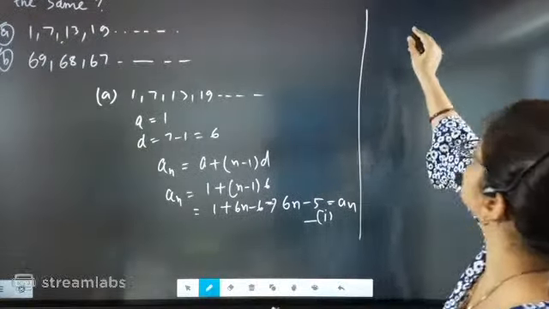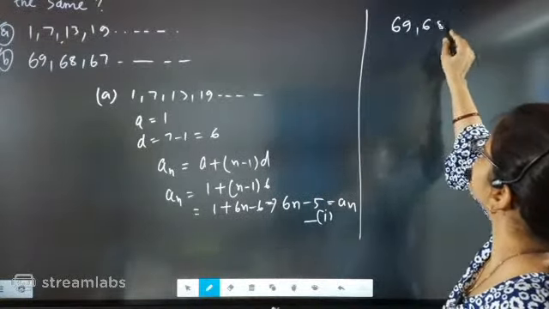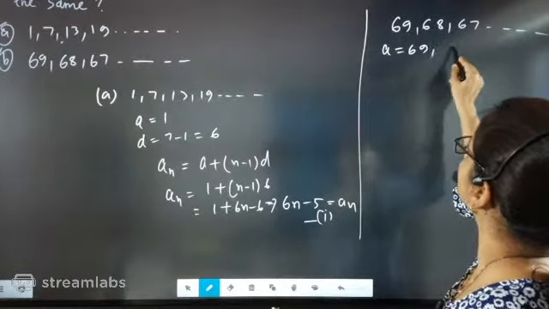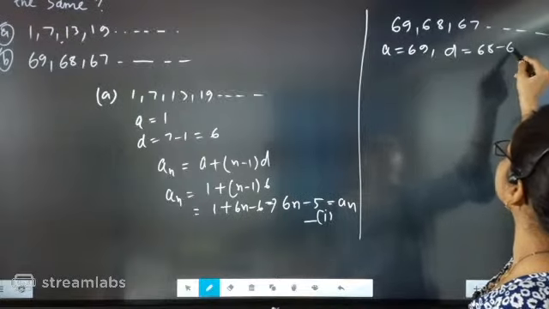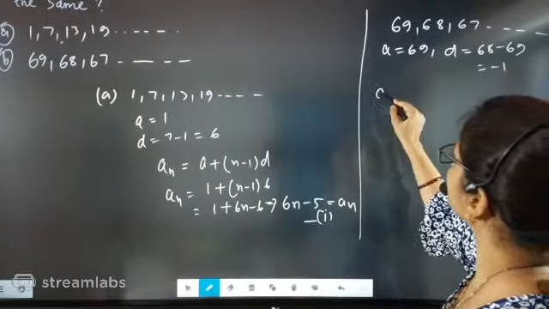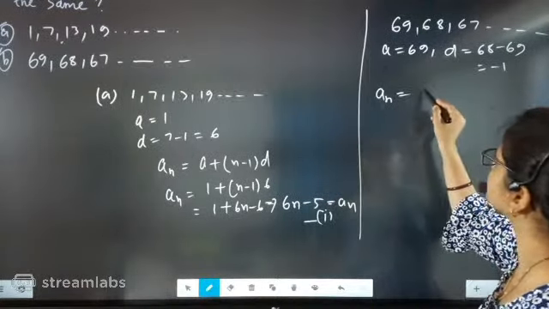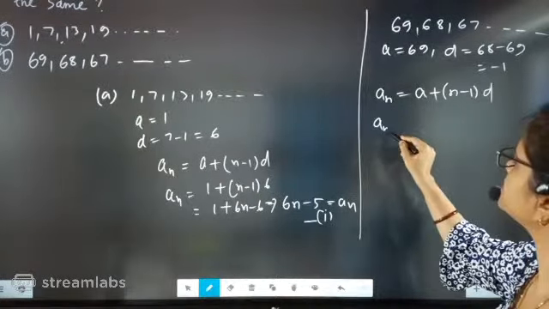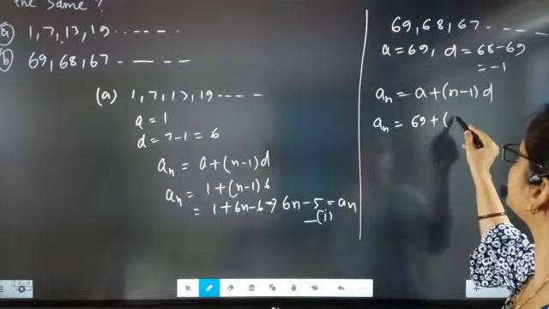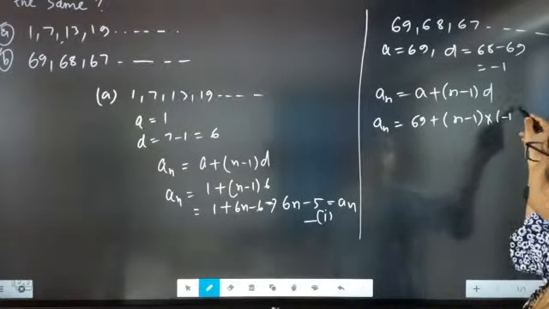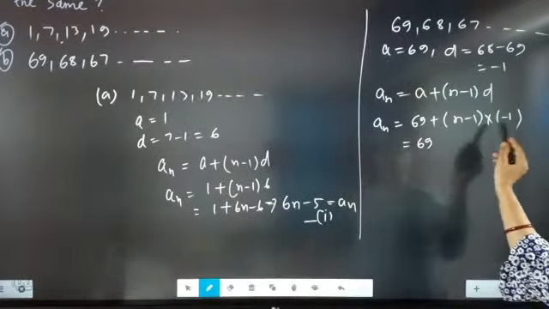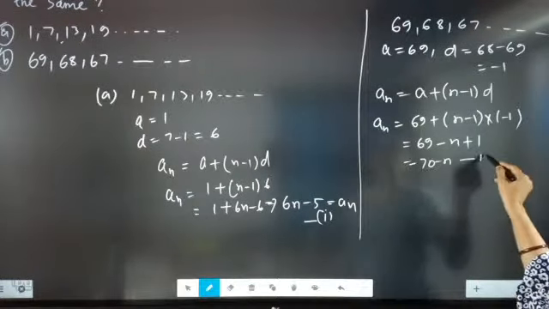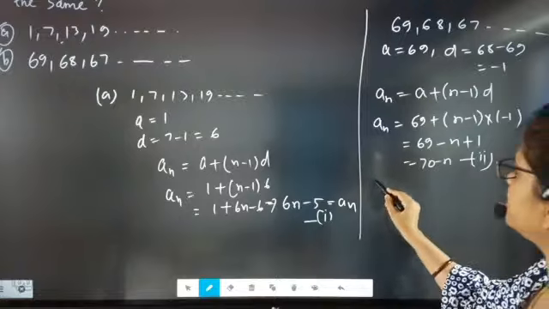After that, beta, the second one. The second sequence is 69, 68, 67 and so on. So the first term is 69. The common difference is 68 minus 69, that is minus 1. Then what will be its nth term? The nth term is A plus (n minus 1) into D. An is equal to 69 plus (n minus 1) into minus 1. So this will become 69 minus n plus 1, so 70 minus n. This is equation 2.